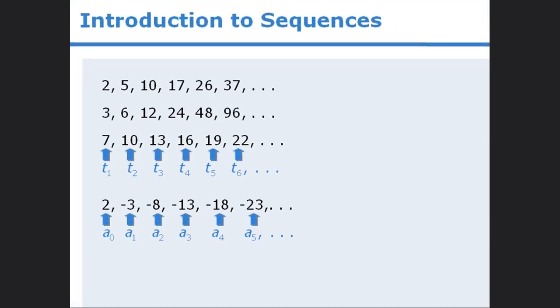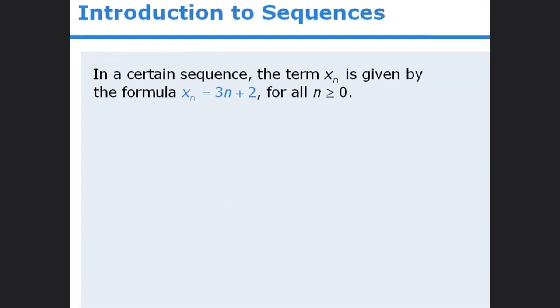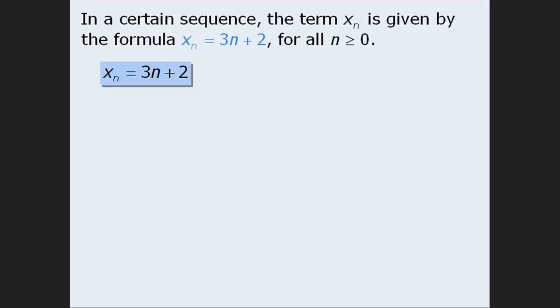Now, some sequences are such that every term is clearly defined by some formula. So we can use this formula to find the value of any term in the sequence. Let's use the formula to find some terms in this sequence. Now, since we are told that the formula is valid for terms where n is greater than or equal to 0, let's begin by finding the value of term 0. To do this, we will plug n equals 0 into the formula to see that term 0 equals 2.